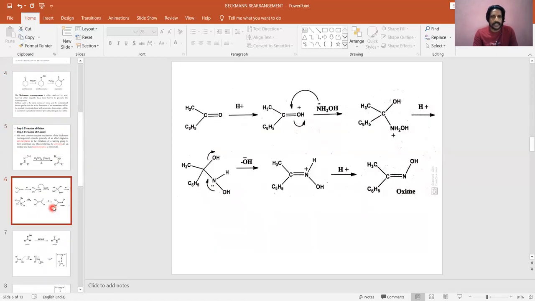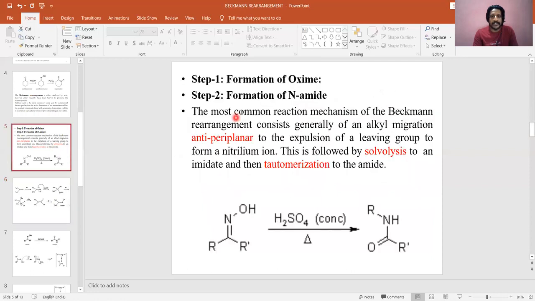Yeah. So here we start with the mechanism. As I said earlier, there are two steps involved in the reaction. First step is formation of oxime. The ketones will be converted into oxime in the presence of hydroxylamine hydrochloride. Later, oximes on treatment with an acid catalyst like HCl or H2SO4 will be converted into amide, RCONH2. All right.